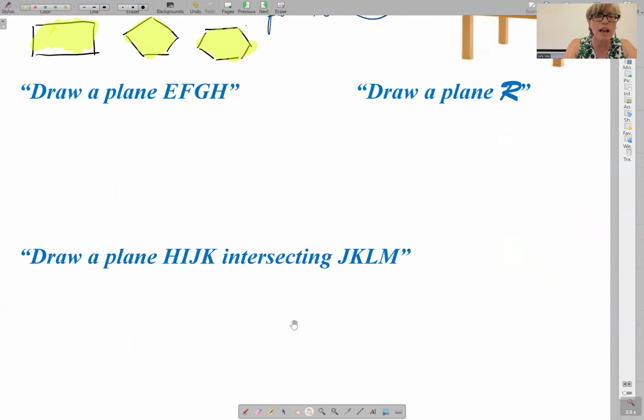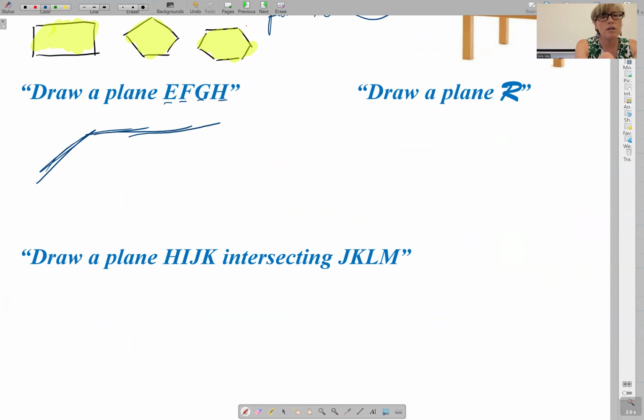All right, I actually have 3 things here, and I'm going to do this one with you. I'm not going to have you try it on your own. It's a little bit more complicated. So it says draw a plane EFGH. Notice the order. So I'm going to make it like a tilted, slanted paper to make it 3D-ish.